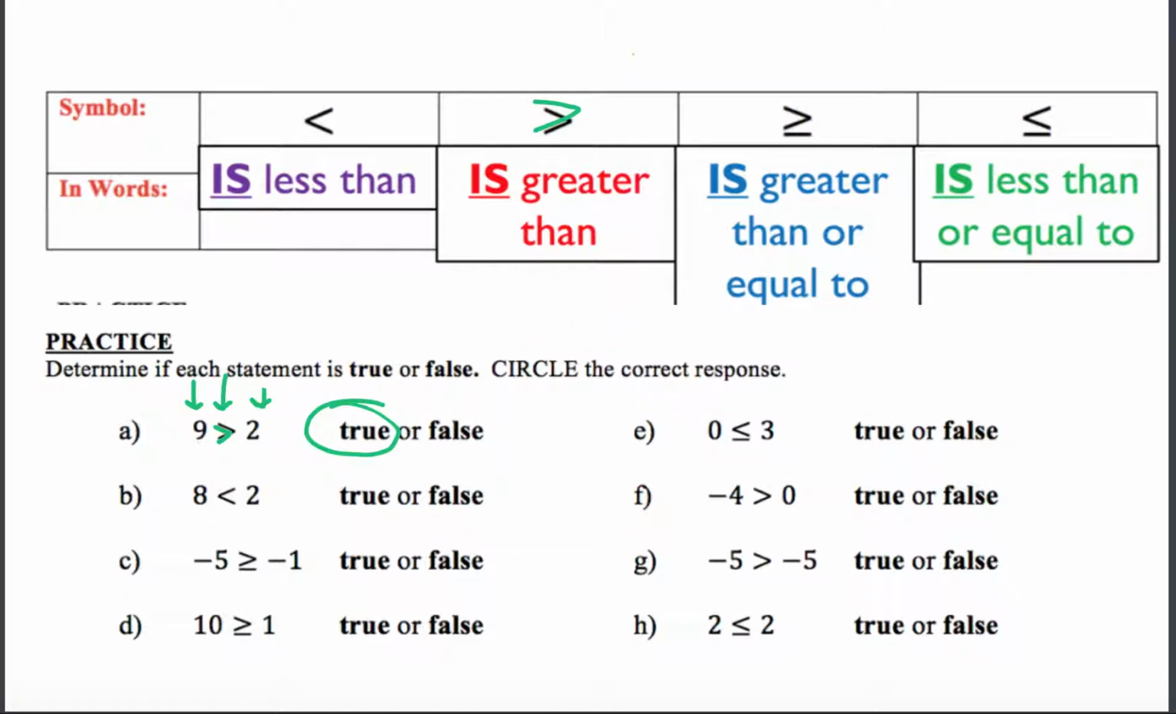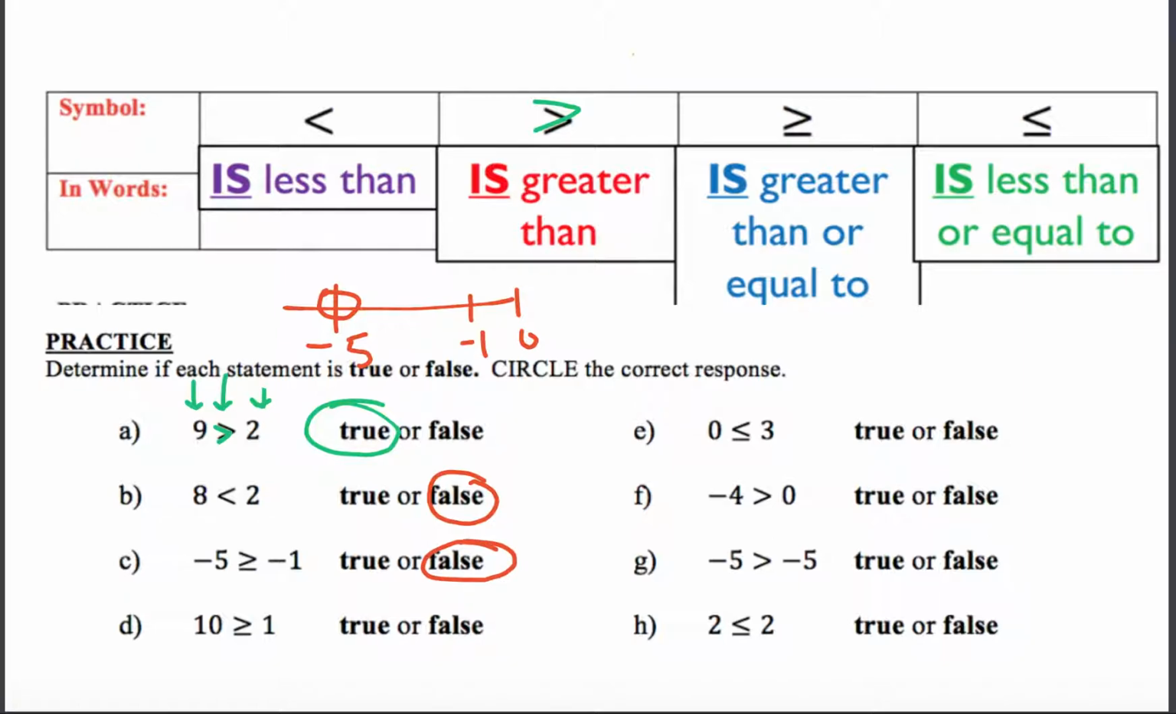Pause and press play when you're ready to check the answers for B, C, D, E, F, G, H. So B says 8 is less than 2. That is false. C gets into some negatives, so we have to think about what they look like on the number line. It says negative 5 is greater than or equal to negative 1. Since negative 5 is further left on the number line than negative 1, we actually know that negative 5 is less than negative 1. So this statement is false.